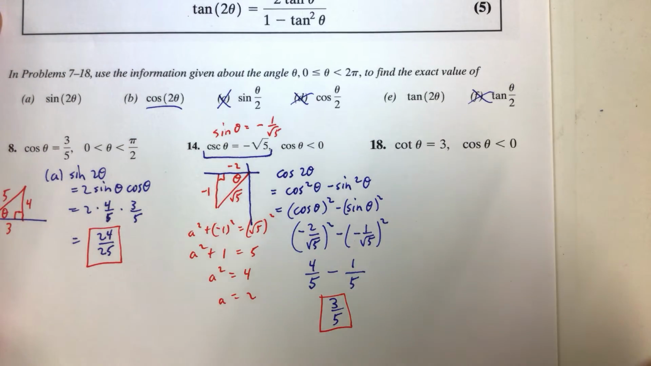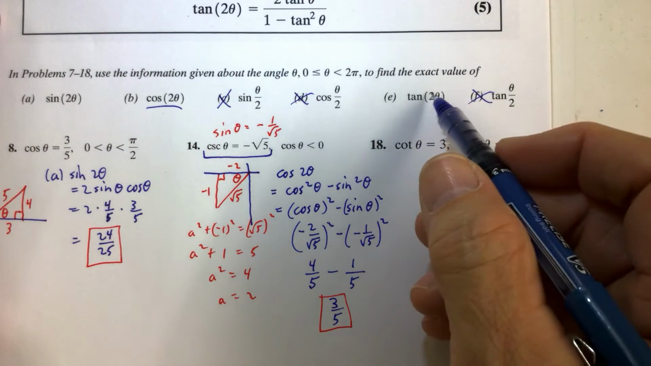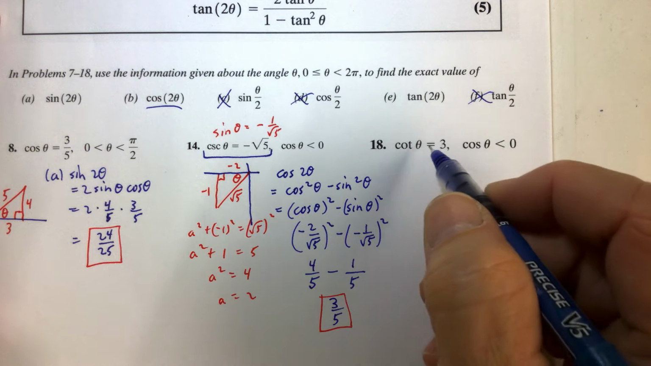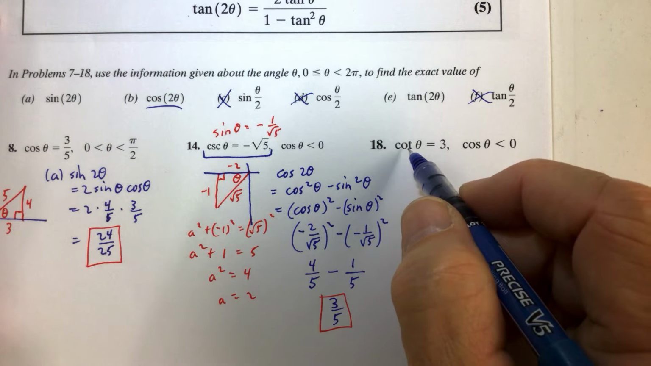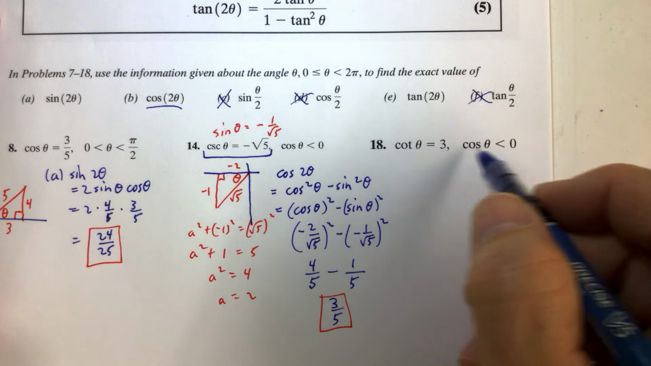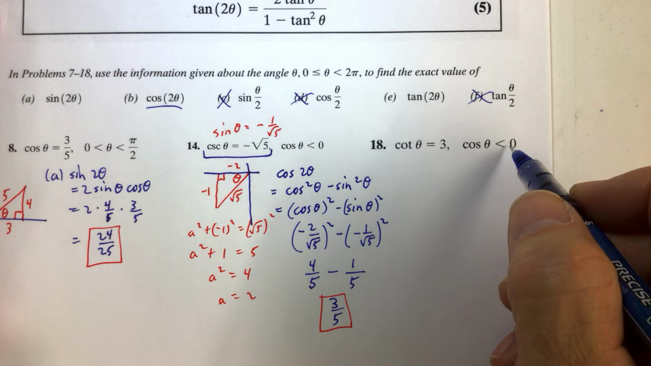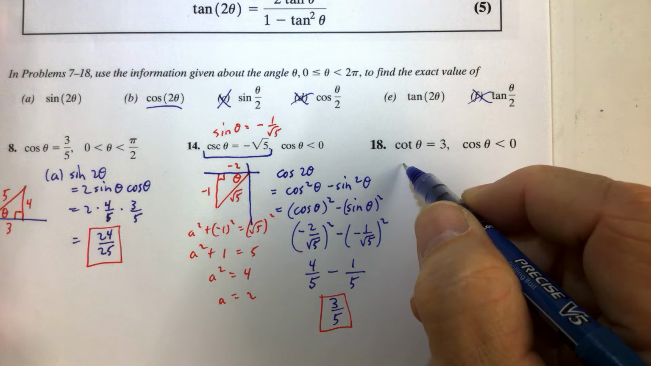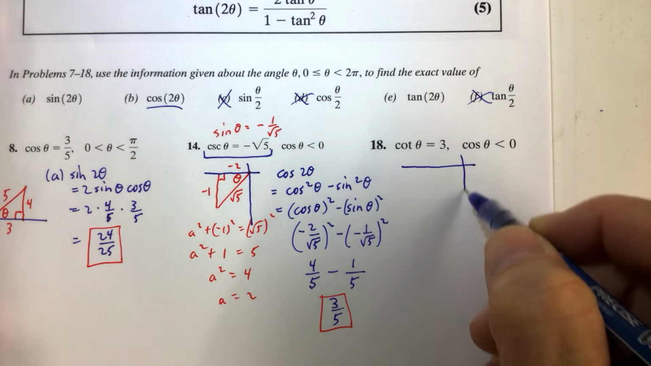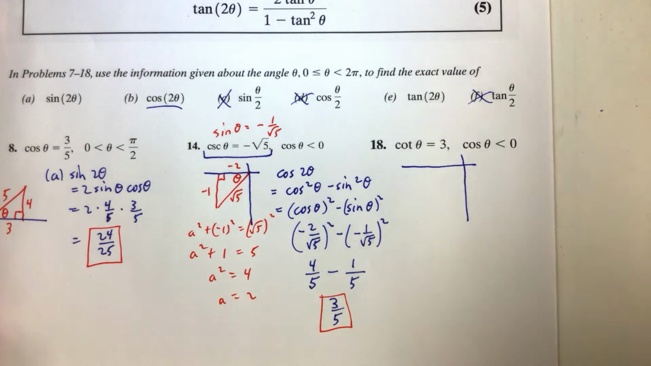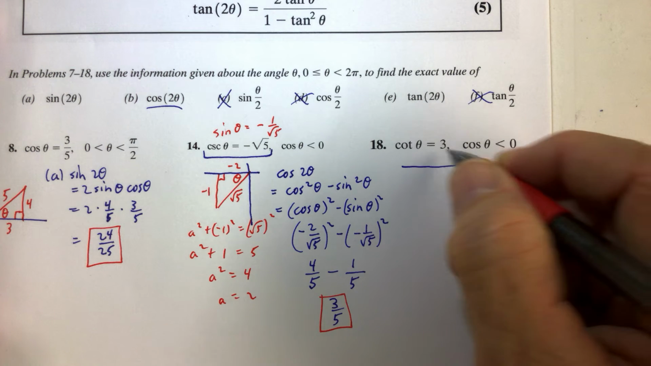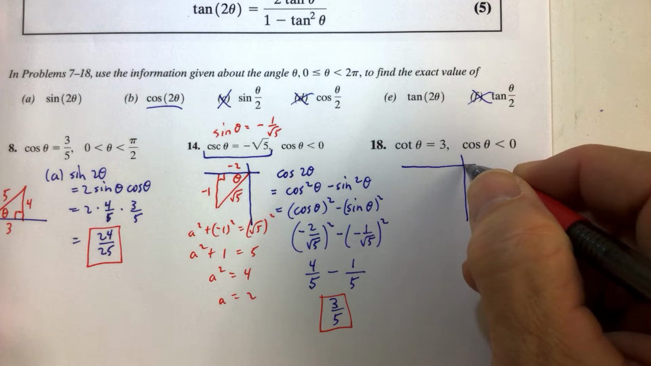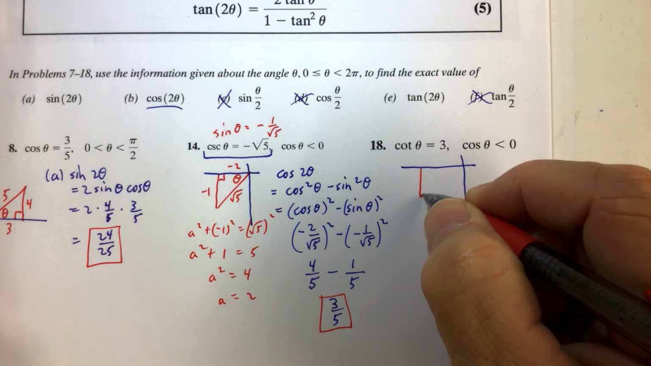So for problem number 18, let's go ahead and tackle the tangent of 2 theta. I'm going to ask you again, cotangent is positive, cosine is negative, so what quadrant are we in? And if you said third quadrant again, you are correct. So if the cotangent is the adjacent over opposite, then we have something that looks like that.